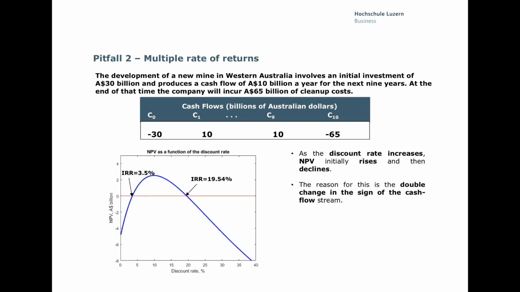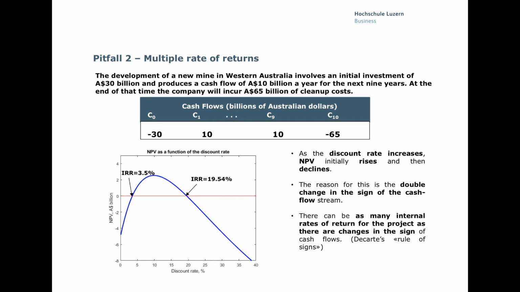The figure shows how this comes about. As the discount rate increases, NPV initially rises and then declines. The reason for this is a double change in the sign of the cash flow, once in year 1 from negative to positive and once in year 10 from positive to negative.